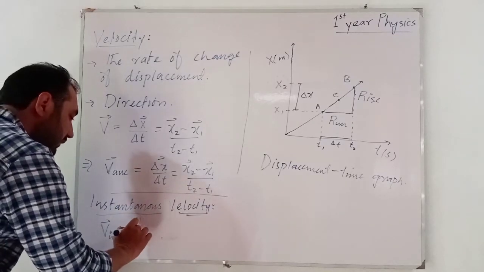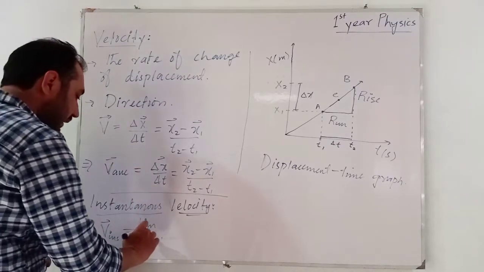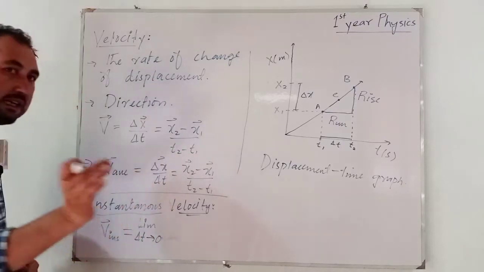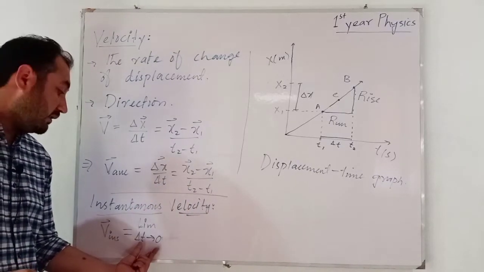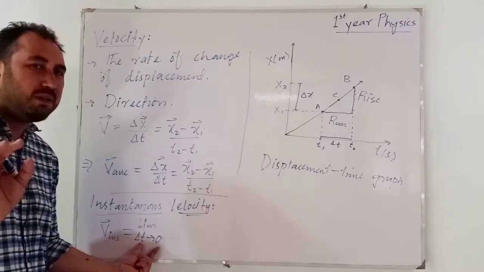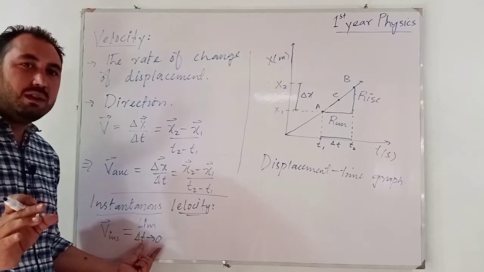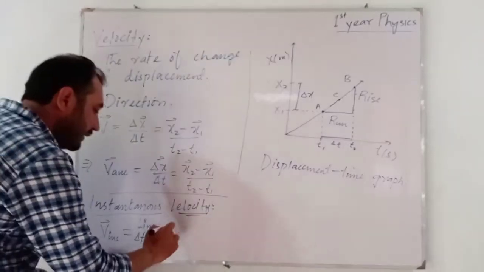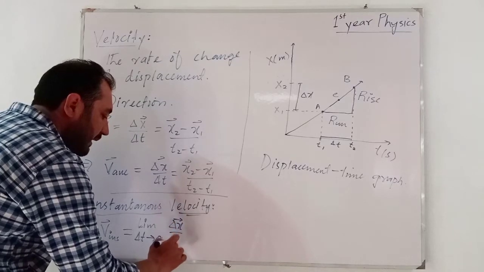What we are going to do is put the time limit: del t approaches 0. So we have to shrink the time interval such that the change in time approaches 0. So it will be very small, right? It will not be equal to 0 obviously, but the time interval has to be very small so that we can reach any particular instant. Again, the formula remains the same, del x over del t.